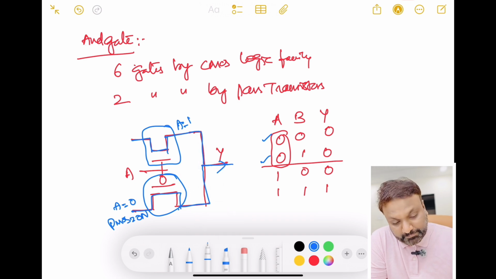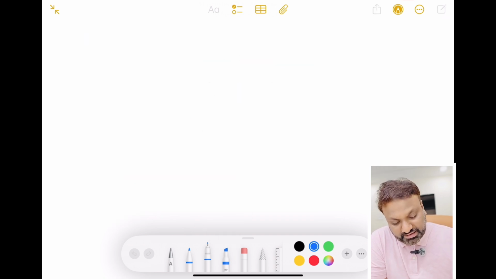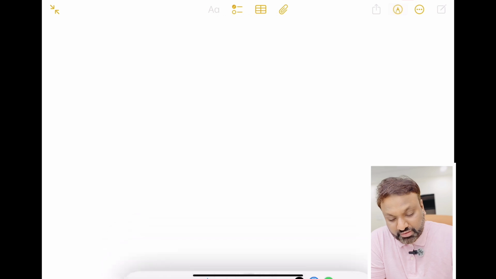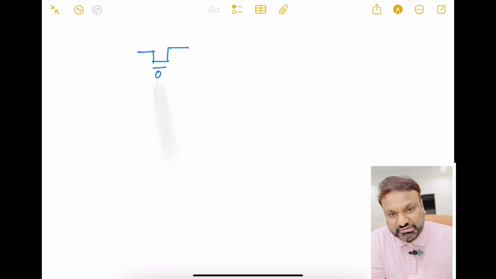So with this understanding, let us try to draw an AND gate. You see the structure. For my convenience, I will take the PMOS above and the NMOS below.